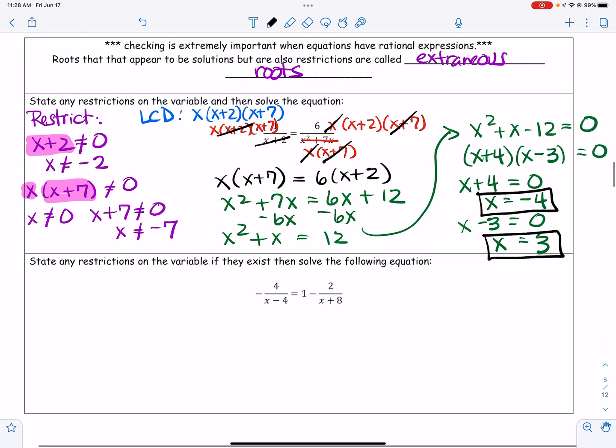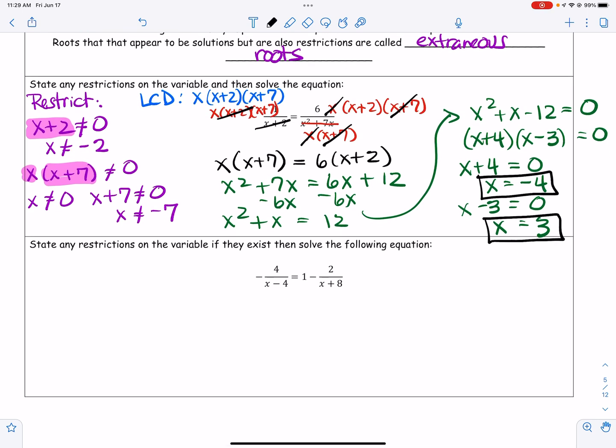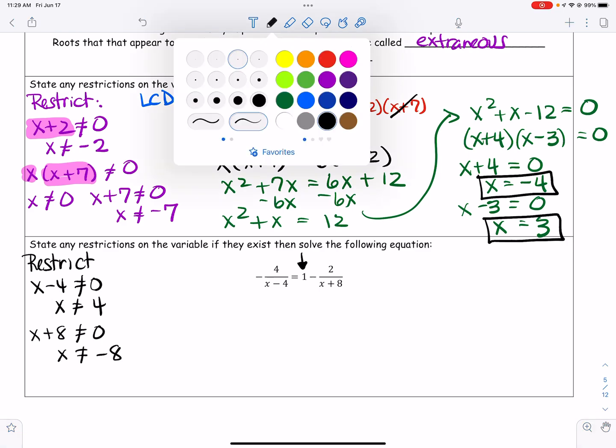Now notice the next one is not a proportion, and sometimes students try to cross multiply, but because of this 1 right here, this makes it not a proportion. So I'm going to start by finding my restrictions. And so I'm going to take x minus 4 cannot equal 0. So x cannot be 4. And x plus 8 cannot equal 0. So x cannot be negative 8.